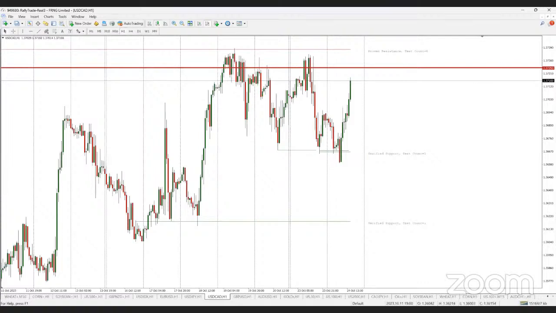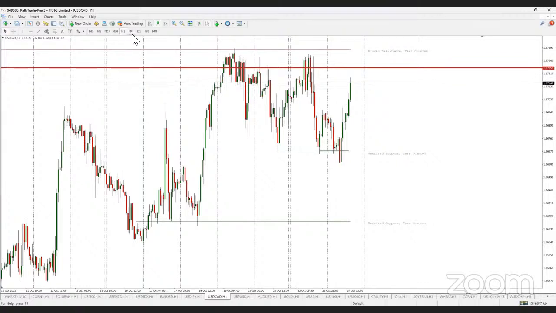Rose, were you able to get the entry position for the Euro USD? I hope you've gotten it now. So for this particular trade, my entry position, I am going in for a buy at the current market price.